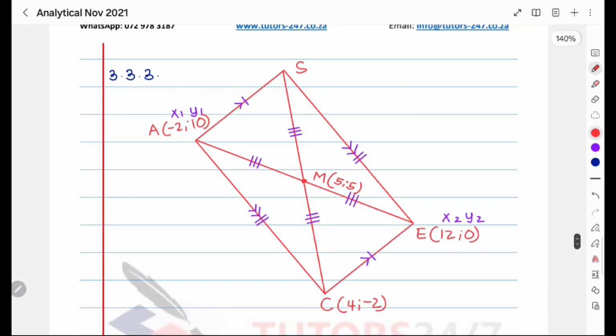So if you did not know the properties of a parallelogram, it would have been difficult to solve this question.